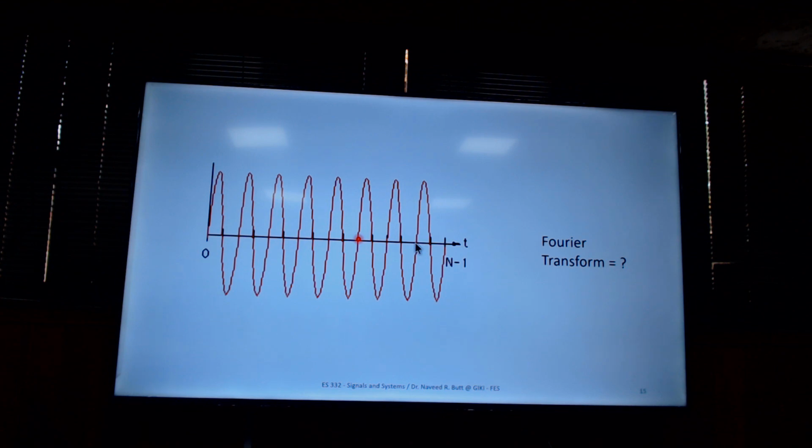Now I haven't given actual values here, so you will not be able to pinpoint the frequency, but आप general कोई frequency ले लें. Let's say this signal has a frequency f naught or something. Yeah, so 5 Hertz ले लें चलो. 5 Hertz.